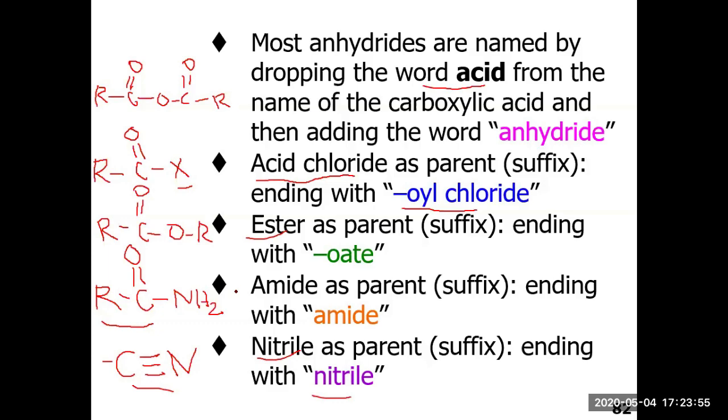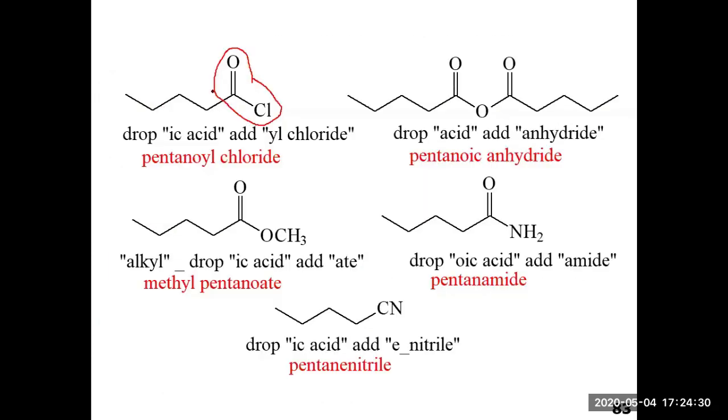If we compare these different derivatives of carboxylic acids, we notice that the anhydrides, the acid chlorides or acid bromides, the esters, and the amides, all of them have an electronegative atom bonded to the carbonyl carbon. Now let's take a look at this example. Notice that for this molecule, we have this carbonyl carbon, and this carbon is bonded to a chlorine atom. So this is actually an acid chloride. The name for this one is pentanoyl chloride.